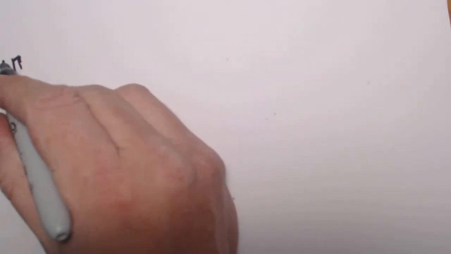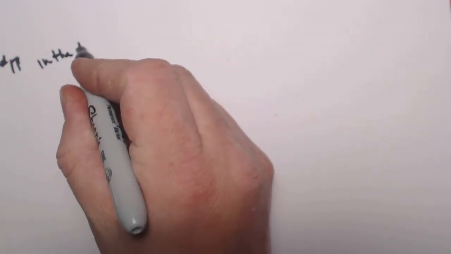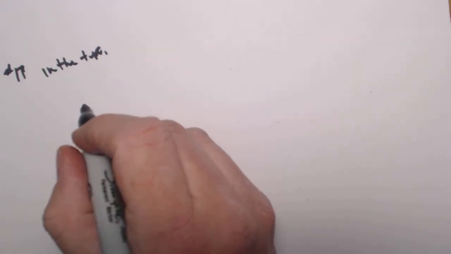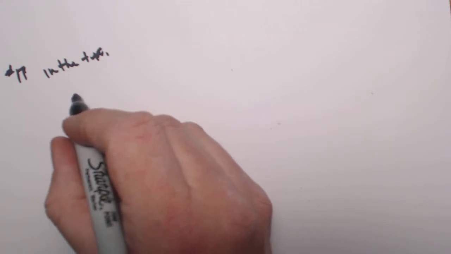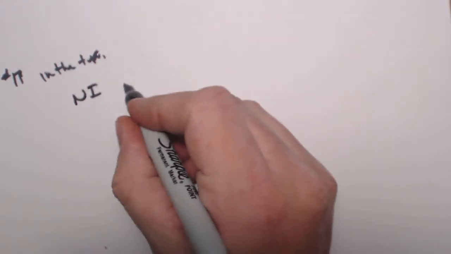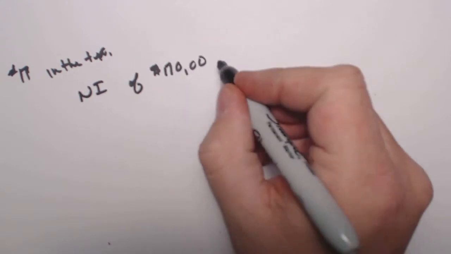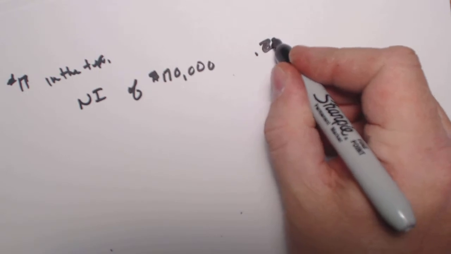We are looking at problem number 17, number 17 in the text. All right, so we are looking at Mintz Entertainment, and Mintz had a net income of $170,000, and they paid dividends of 25 cents.